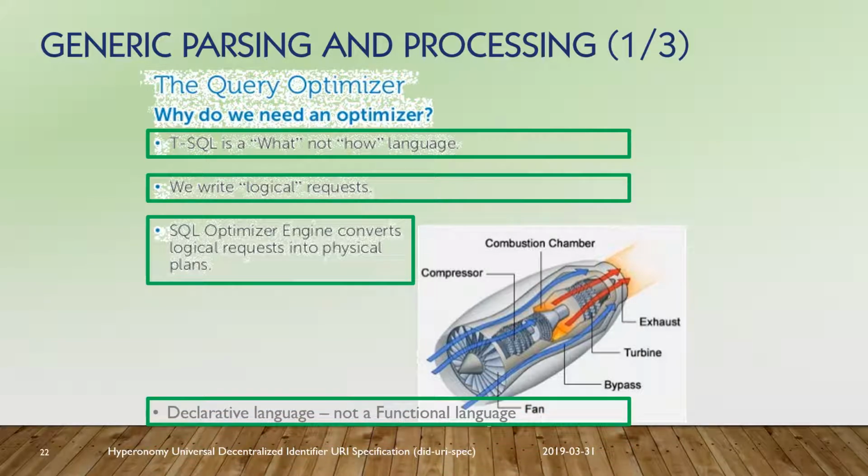So the key thing is T-SQL is a declarative language. It's not a functional language. The Cypher graph language, which we'll see some examples of, is the same thing. It's a declarative language. The same thing applies to DID URLs. DID URLs don't tell the resolver how to do things. It's just defining what needs to be returned.